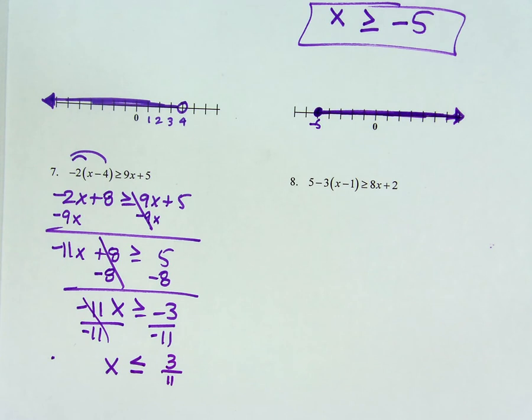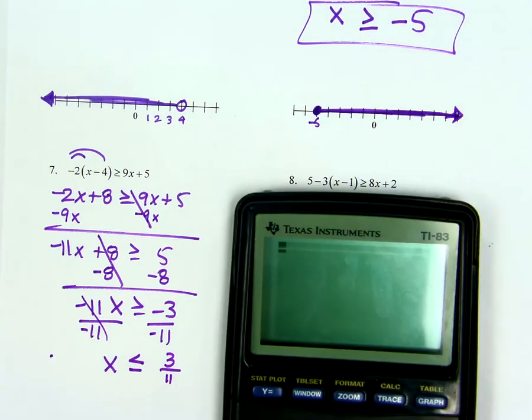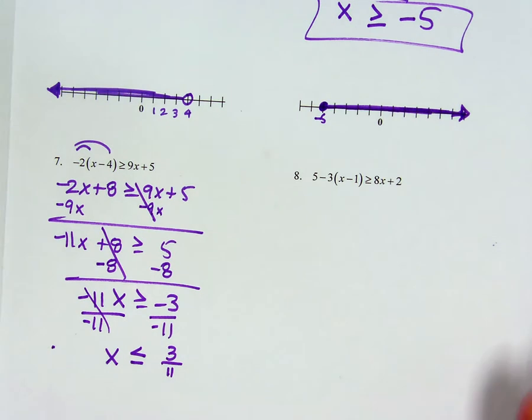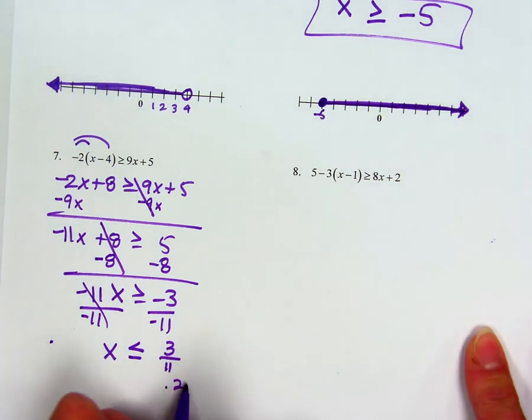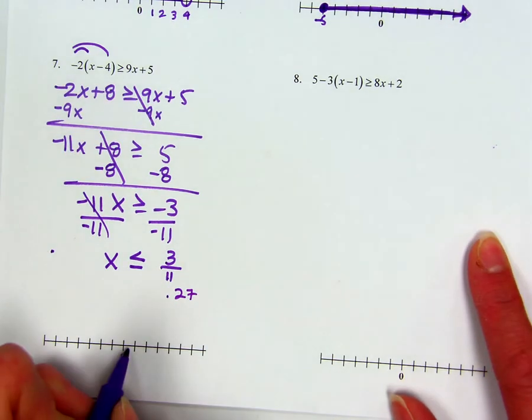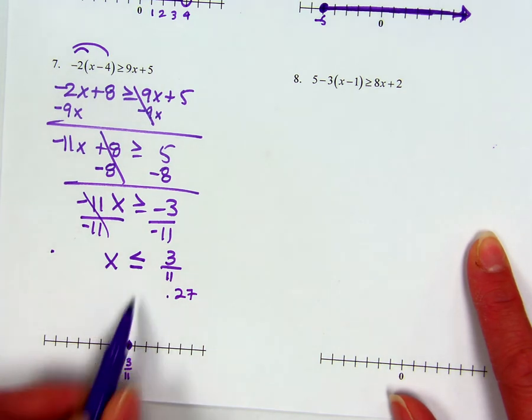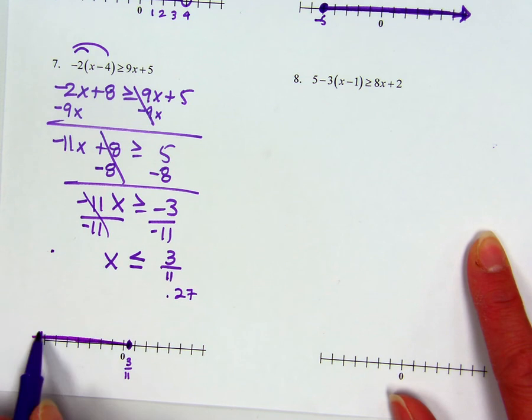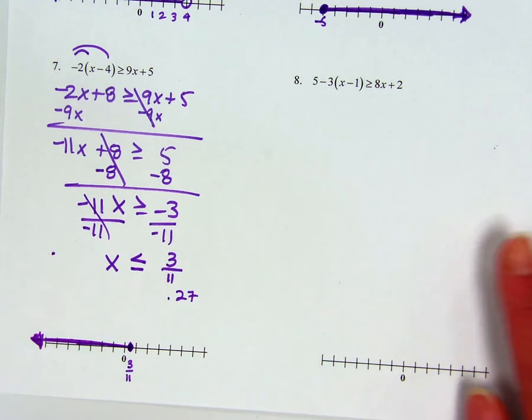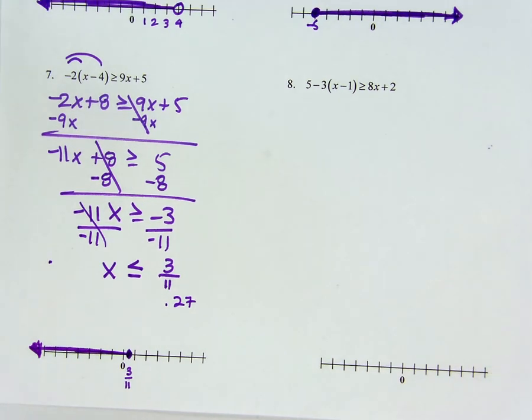If you forget what 3 over 11 is, or you don't remember where that is on the number line, you get about 0.27. So that's in between 0 and 1. So 0.27 is about here. So I fill it in because it's a closed circle, less than or equal to, and less than is to the left.